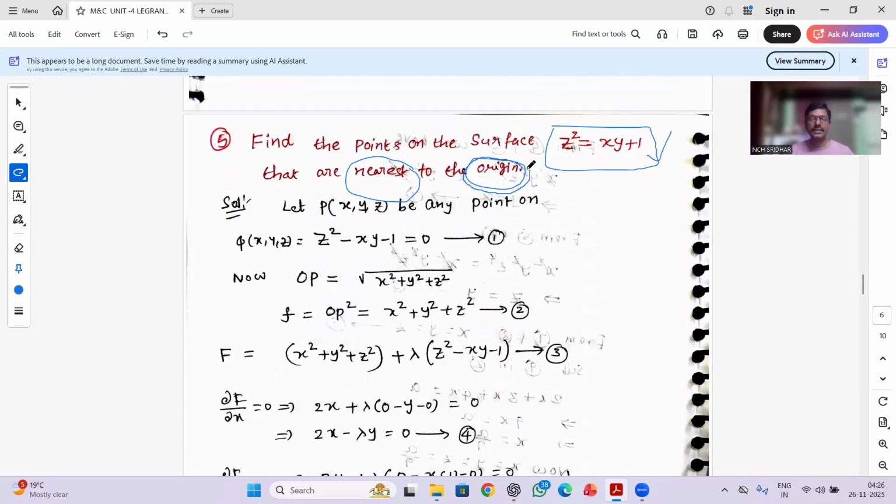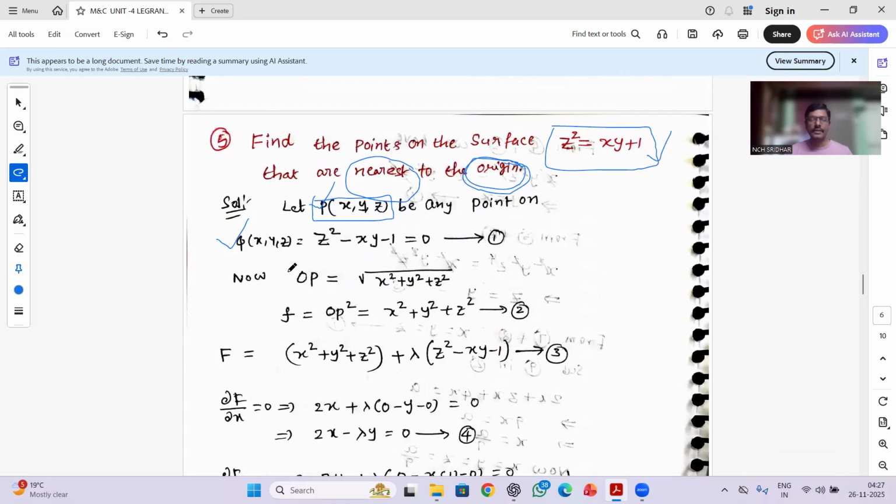So using this condition, we need to find the function. We consider our required point as P(x, y, z). According to the given condition, this point satisfies two conditions. One, this point lies on this surface, and the second, this point is nearest to the origin. That means the distance between the origin and this point is minimum. So I take the condition as phi(x, y, z) equals z squared minus xy minus 1 equals 0.